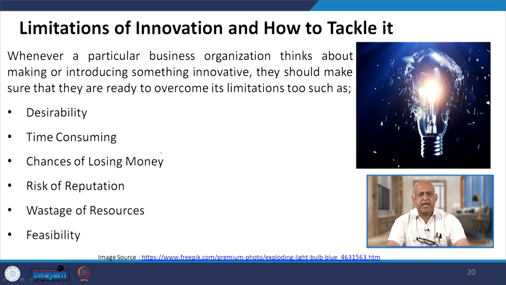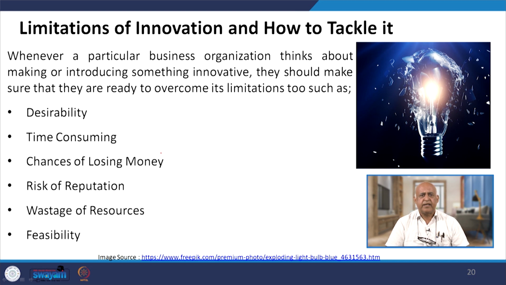So, one is desirability. First, identify that innovation should not be done just for innovation, rather it should be desirable. Is it desirable? Is it time consuming? Are there chances of losing money? If it is time consuming, then definitely we have to see what chances of losing money we are working with. Then there is the risk of reputation, the wastage of resources, and the feasibility.